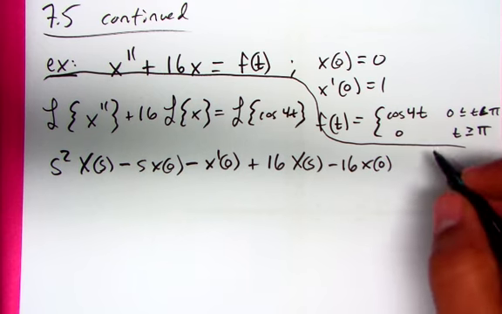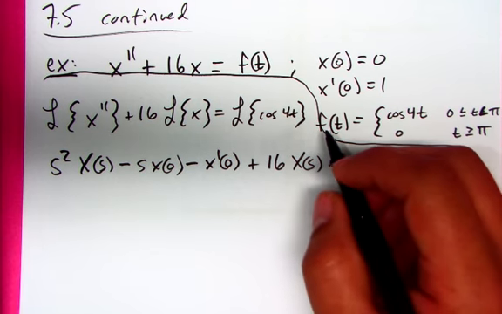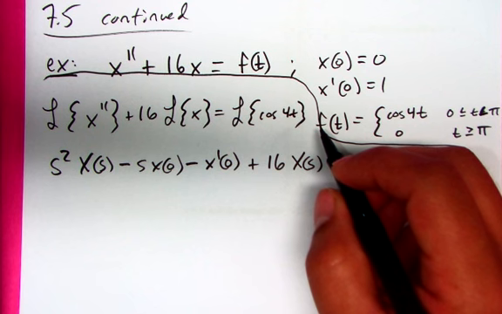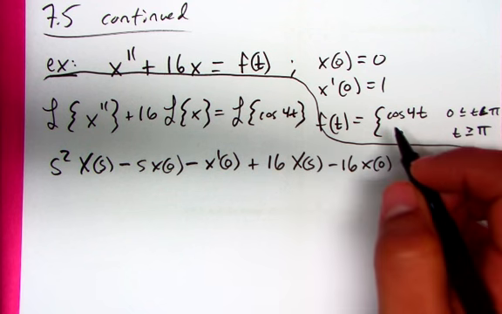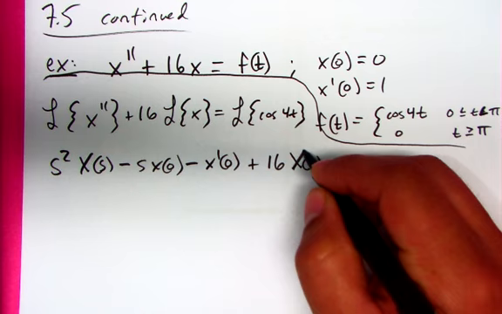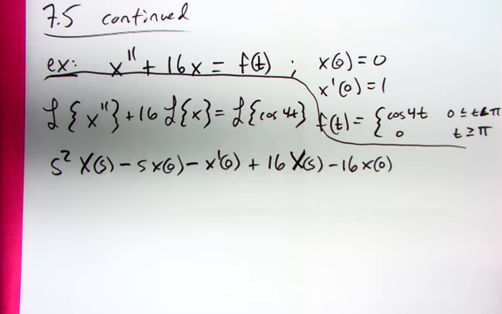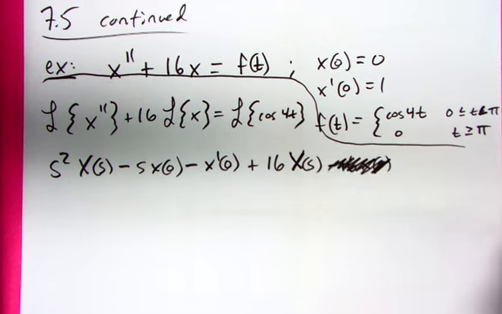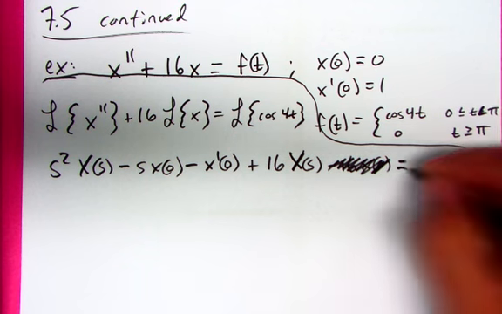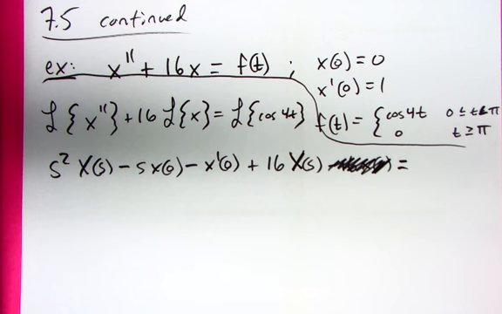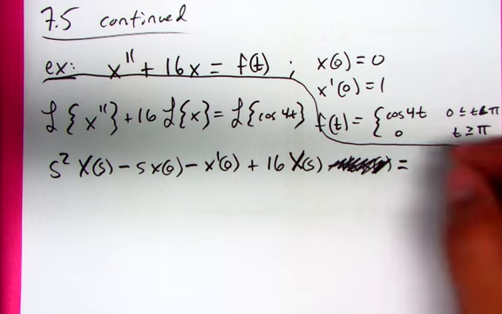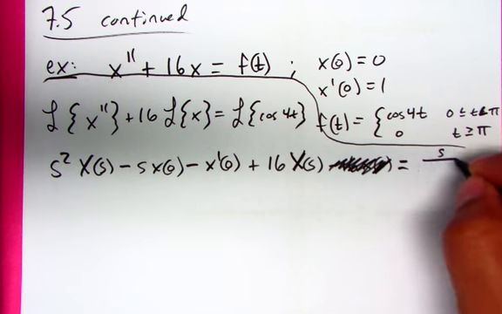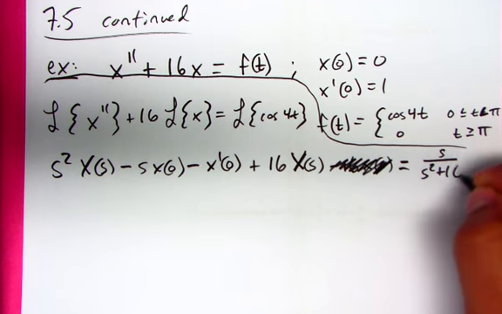Wait, I forgot something. No, you don't, it's the capitals. So 16 X. Oh no, we're good. And then on the right-hand side, the transform of cosine is s over s squared plus 16.